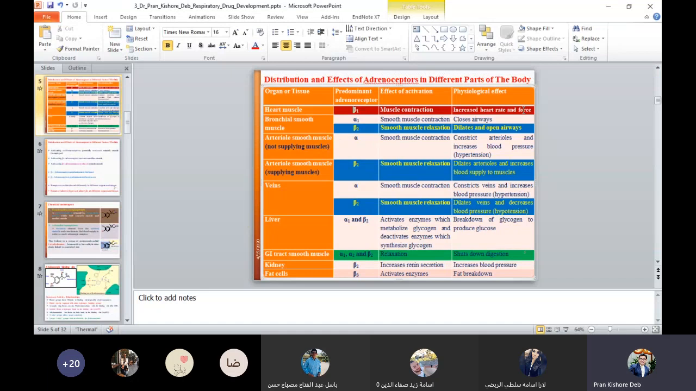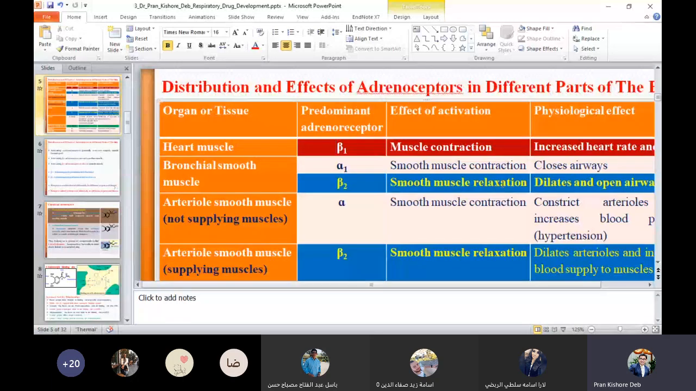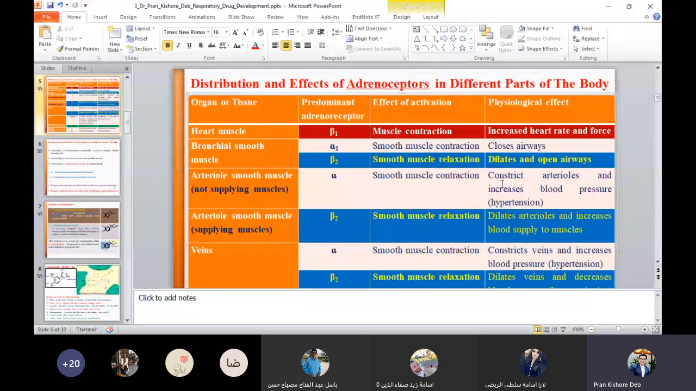Now at the same time, if you give a drug and it non-selectively binds to alpha 1 and beta 2, what effect will you see? I will enlarge the slide. If the drug non-selectively binds to both alpha 1 and beta 2, what effect will you see? Alpha 1 and beta 2 of the bronchial smooth muscle. It will increase the blood pressure, cause hypertension.